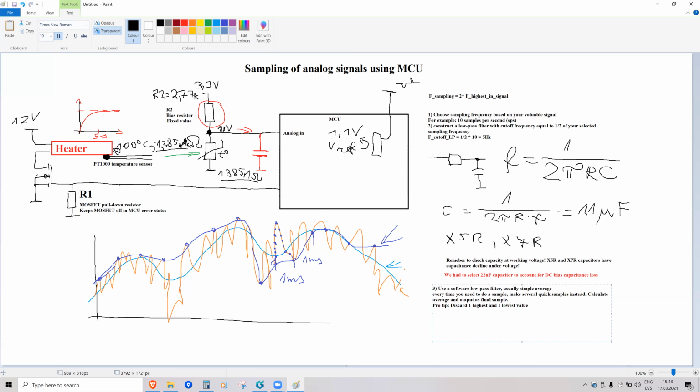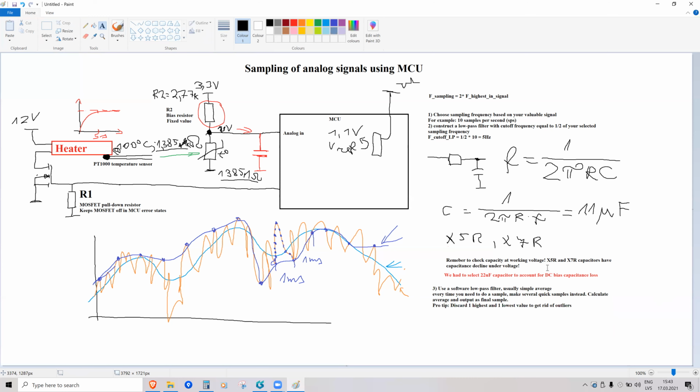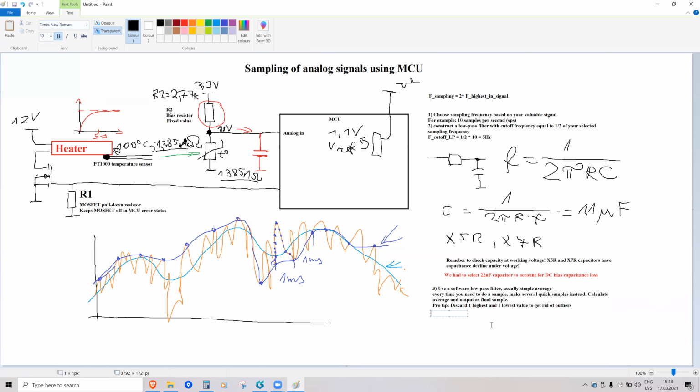You discard one highest and one lowest value to get rid of some very small spikes. So, for example, you make samples. The sample values are, for example, 100, 99, 98, 99, 100. And then, for example, one of the samples is 300.